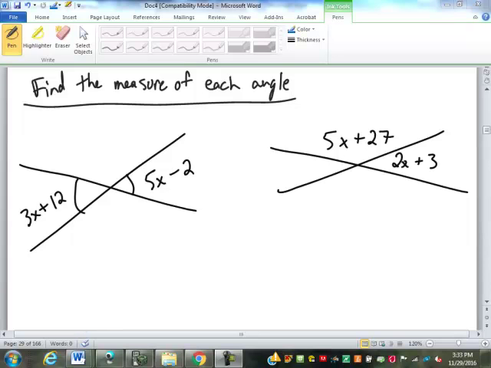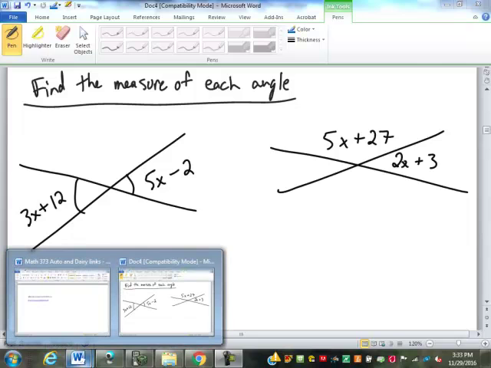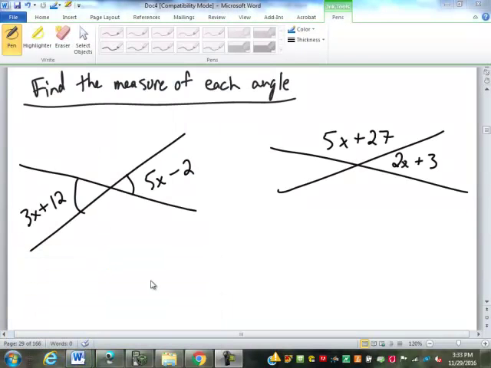Okay, so looking at these two. For the first one, remember there's three possible relationships. We either have two things that add up to make a total, they subtract to make a difference, or they are equal. For the first one over here, what situation do we have? They have to be equal because they're vertical angles. So 3x plus 12 has to equal 5x minus 2.